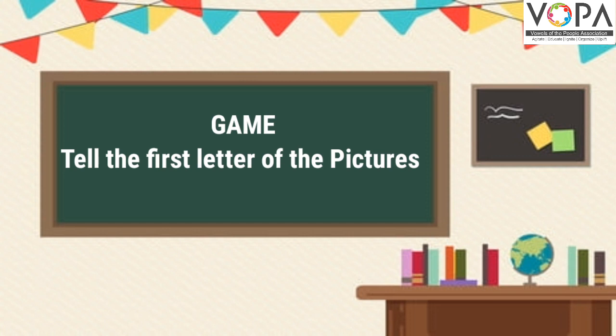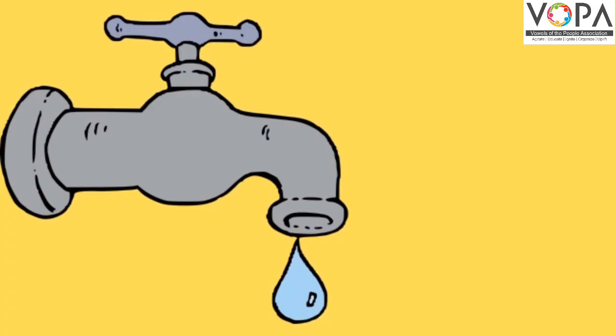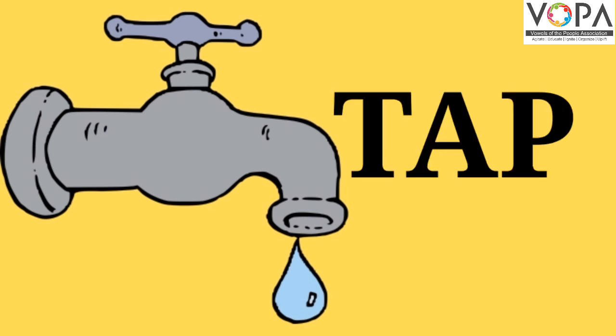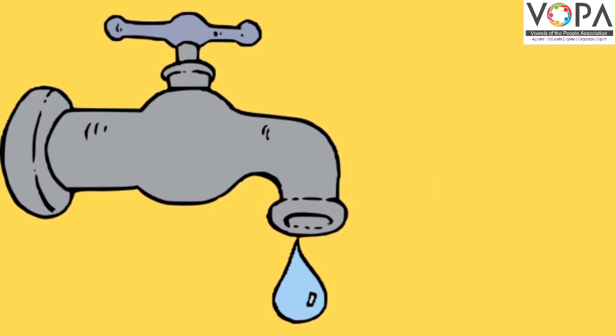So let's the game begin. What is the first picture you can see on your screen? The first picture is of tap. Very good. So, can you please tell me what is the first letter of tap? The first letter of tap is T.